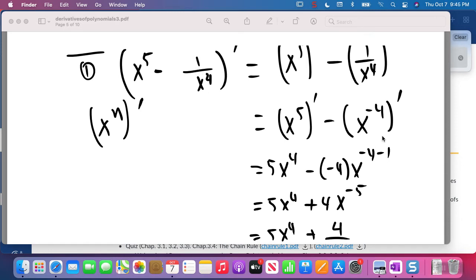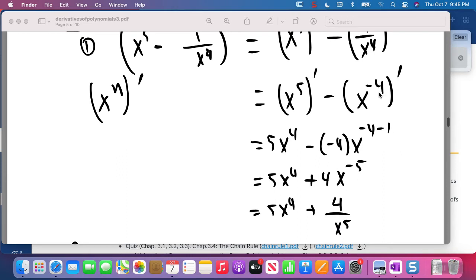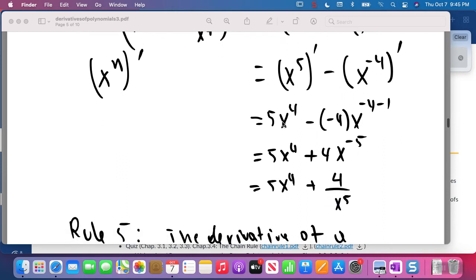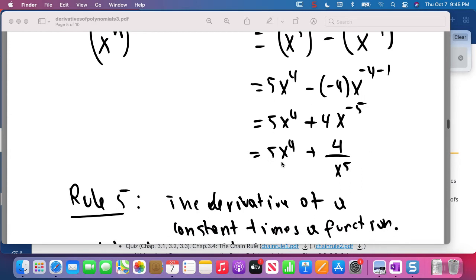We'll have to change it to x raised to negative 4. Okay. So when you apply the derivative, then you just use the power rule in both cases, right? So you drop 5 times x to the 4th minus, and then you drop negative 4 times x raised to negative 4 minus 1, which you end up with 5 times x to the 4th plus 4 over x to the 5th.